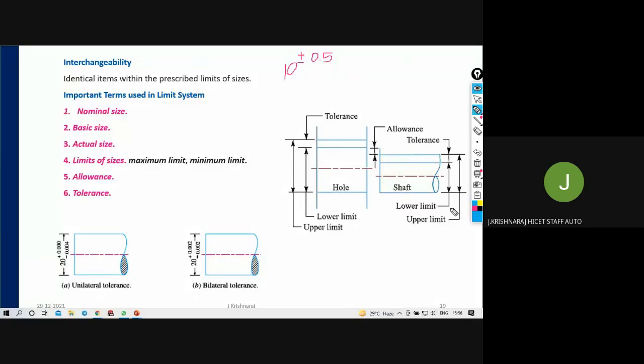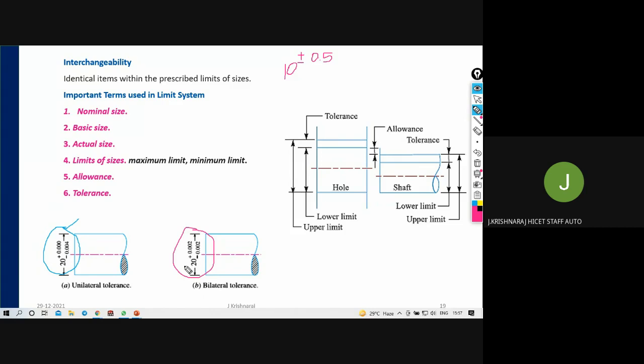Highlighted over here in blue color, there are some dimensions, like 20 plus 0 minus 0.004 mm. That is how they are given the value. If you look into the next example over here, 20 plus 0.002 minus 0.002, the 20 mm is the nominal size. 20 mm is the nominal size.